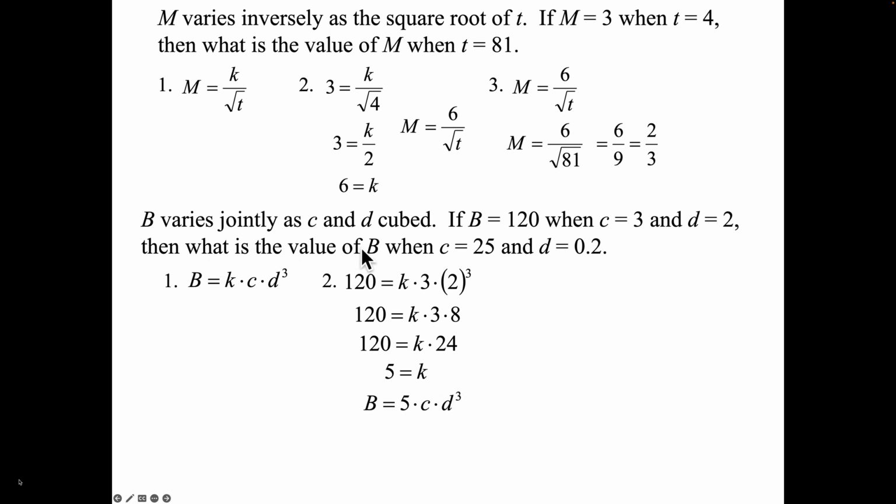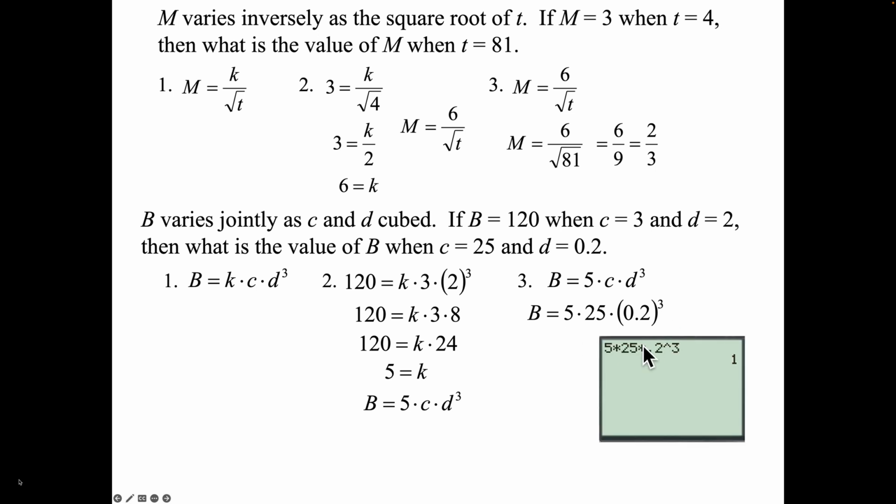Then, what is the value of B when C is 25 and D is 0.2? Plug those in. Crunch it out with a calculator if necessary. 5 times 25 times 0.2 raised to the third power. Oh, believe it or not, it's a 1. Okay, so capital B equals 1.